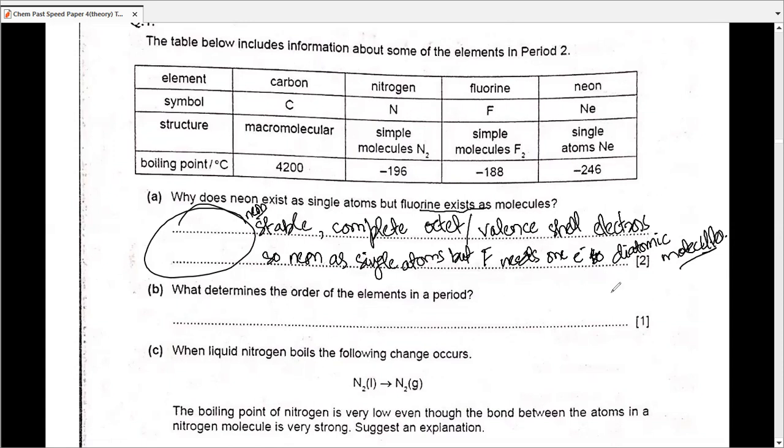Done? Okay, part B. What determines the order of elements in the period? The atomic number, or the proton number? Great. So, proton number. Good. Let's move on to part C. I'm going to clear it all up.